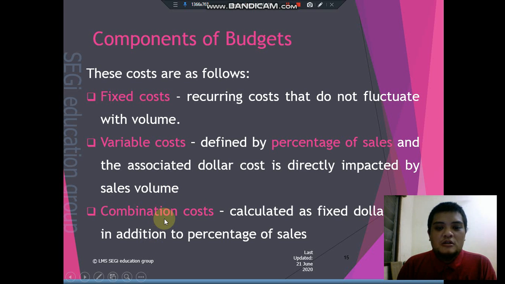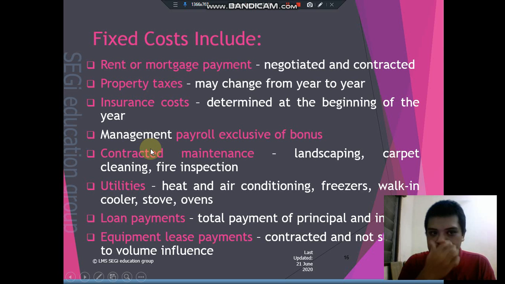Next is combination cost. What is combination cost? Simply means fixed dollar or fixed cost plus your percentage of sales. Guys, what is variable cost? It is percentage of sales. Like we said just now, the variable cost will increase when sales are increased. So we call it percentage of sales. So what is combination cost? Combination cost is combination of two types. Number one, fixed cost, and also percentage of sales. Percentage of sales refers here to variable cost. Guys, I just repeat, combination cost is actually fixed cost plus your variable cost.